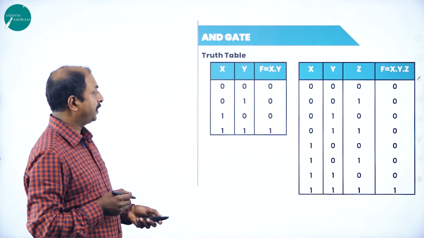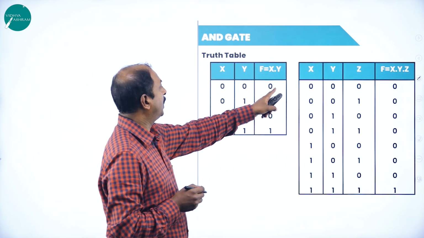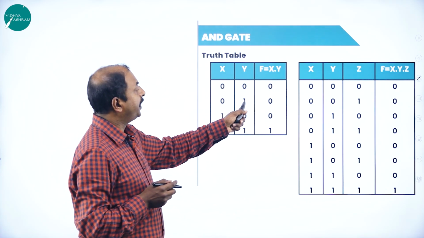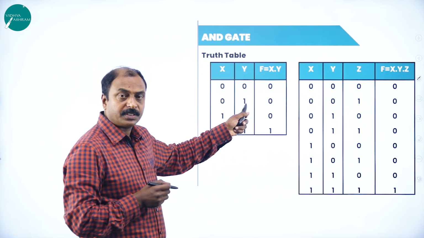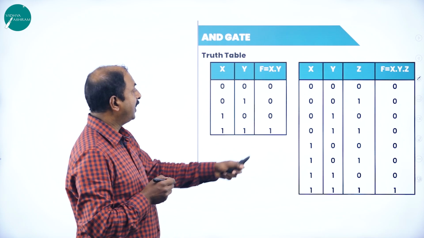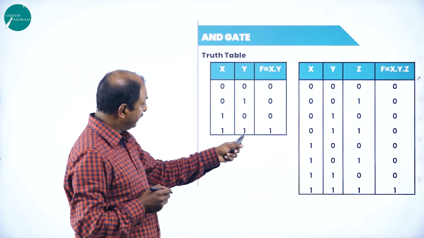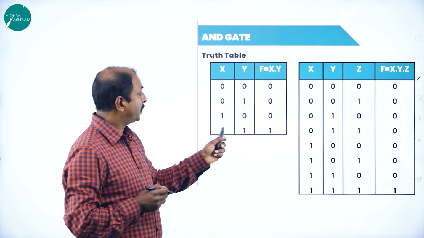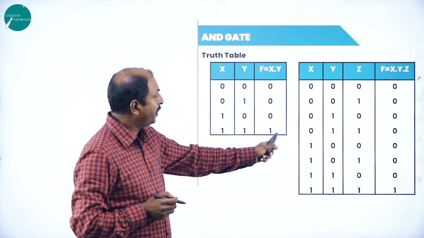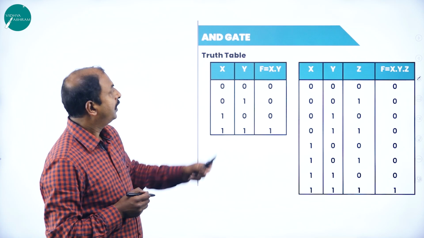Now in the truth table, you can see that here none of the inputs are high, so the output would be 0. Similarly here, only one input is high, so the definition doesn't hold good, so it will be 0. Even in this case. And look at the last combination: 1, 1. In this input combination, all the inputs are high, so the output would be 1 or high. This is a 2 input AND gate.